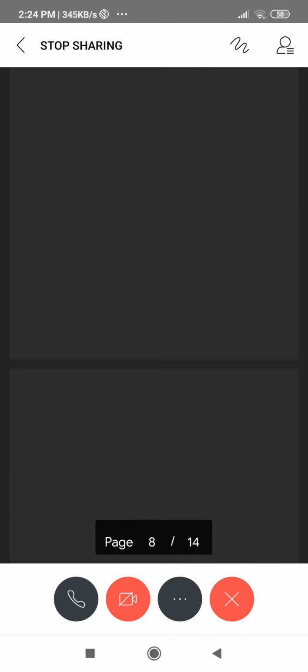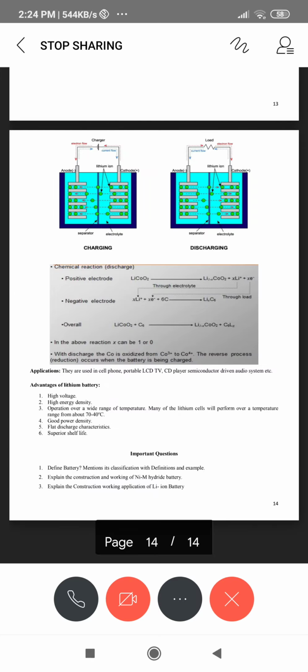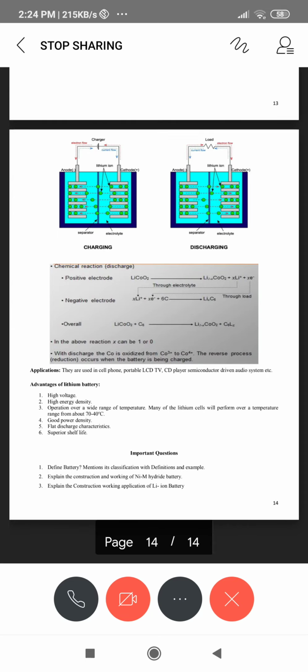the first module is the energy storing device, that is battery. It is a type of galvanic cell possible to store energy also. The useful characteristics are high voltage, high density, and very easy operation; it even works from 50 or 60 degrees to minus 40 degrees. Good power capacity. The discharging characteristic is easy, and it has superior shelf life.